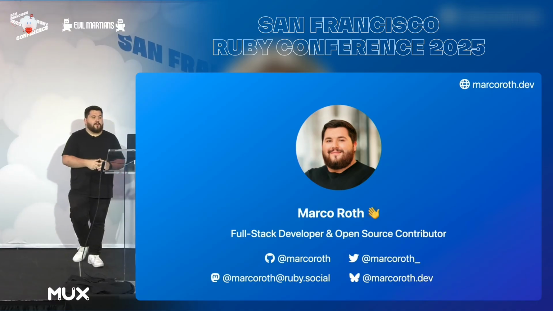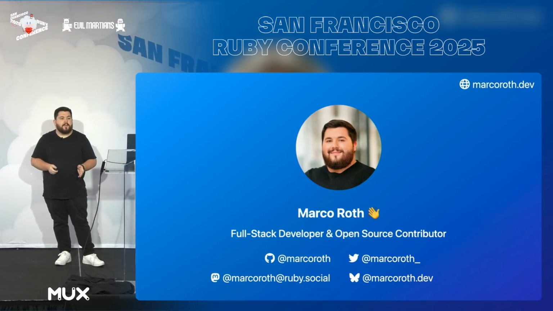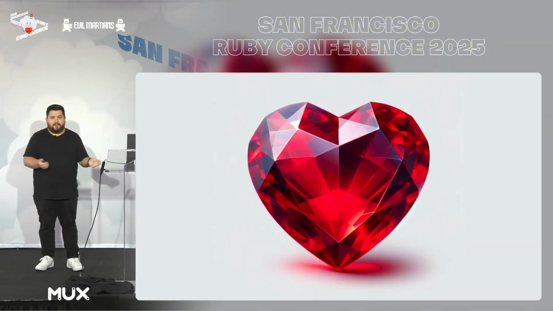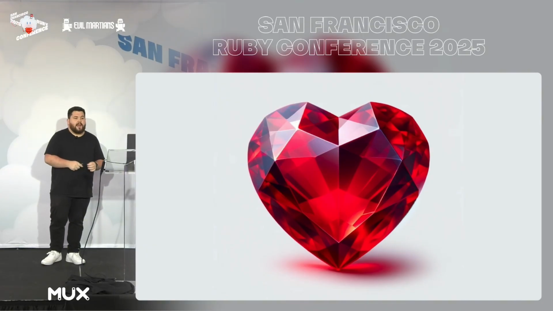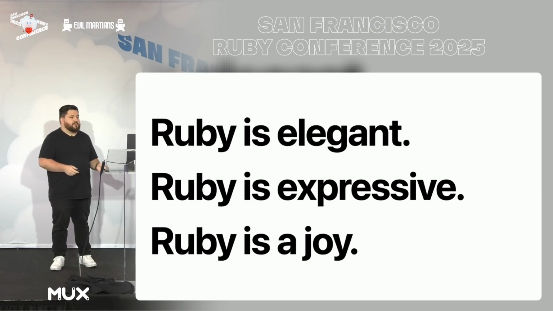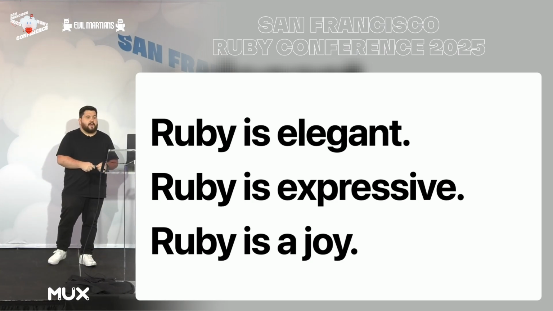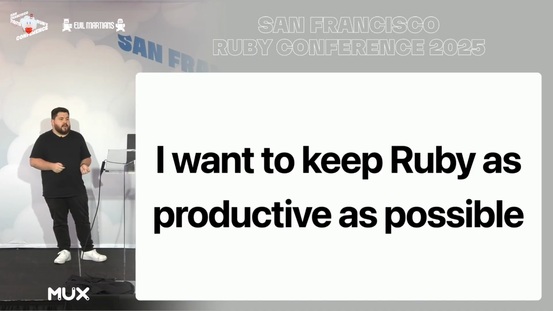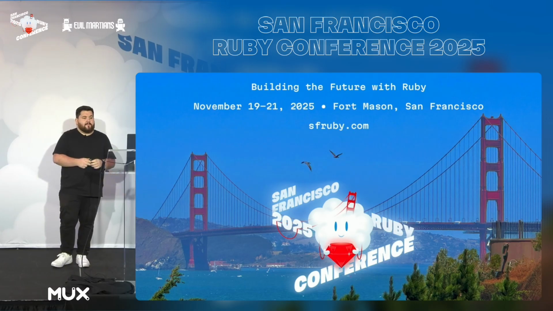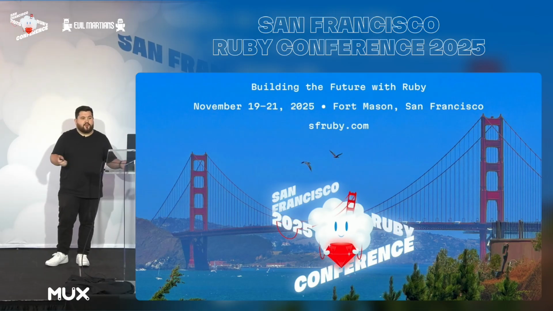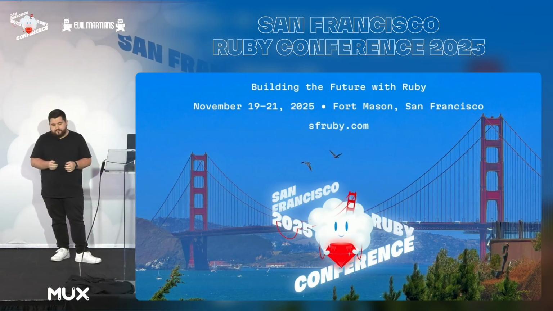Yeah, if you haven't met, I'm Marco. I'm a full-stack engineer and open source contributor. I love open source, and I really love Ruby, as we probably all share here today, because otherwise you wouldn't be here. And I think Ruby is not just a beautiful language, but it's also elegant, it's expressive, and it's a joy to write. My mission has been to keep Ruby as attractive as possible and as productive as possible so we can build the next generation of Ruby apps. That's why I'm really honored to be opening this conference and sharing this journey that I've been having this year.